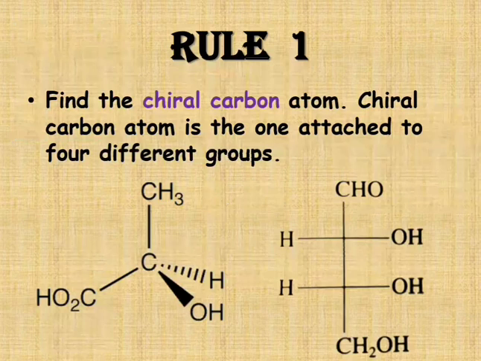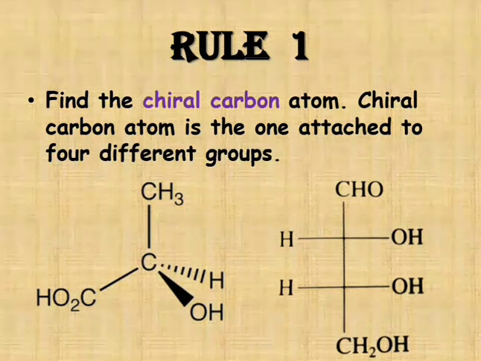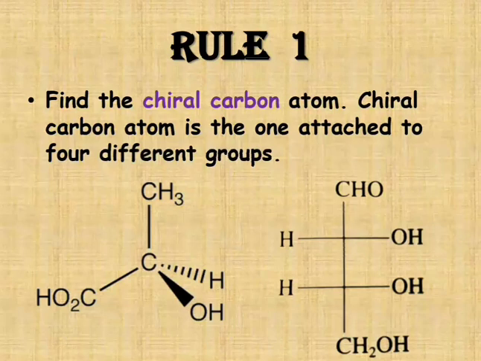Rule number 1 is to identify the chiral carbon atom in a given organic molecule. In the first structure, that is the wedge-dash formula, you can see that the carbon is attached to two groups, the methyl group and the carboxylic acid group, which are in the plane of the paper, whereas the hydrogen is going away from you and the hydroxyl group, that is the OH group, is coming towards you. Hence, the carbon is called a chiral carbon atom.